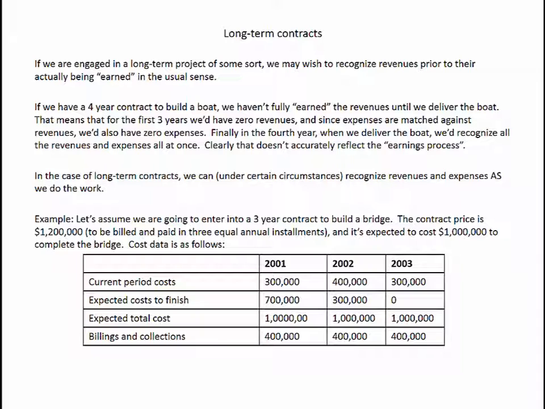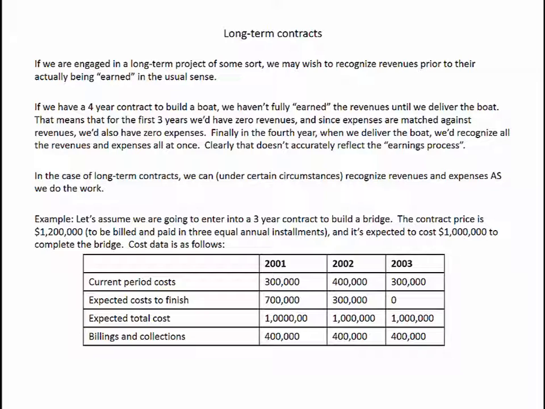Okay, so in the first year, 2001, we spend $300,000, and we expect to spend another $700,000 in the future for an expected total cost of $1 million. And the billings and collections will be $400,000. Again, we're going to take that $1.2 million and bill it and collect it in 3 equal annual installments. In 2002, we spend another $400,000, so we're now up to a cumulative total of $700,000. We expect to spend another $300,000 for a total of $1 million, and again, we bill and collect another $400,000.